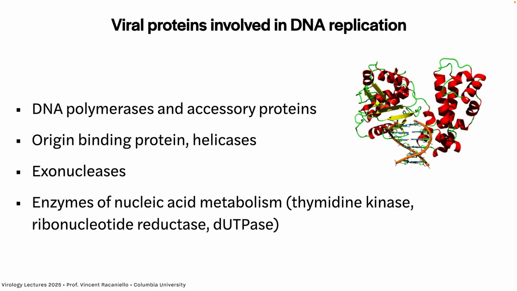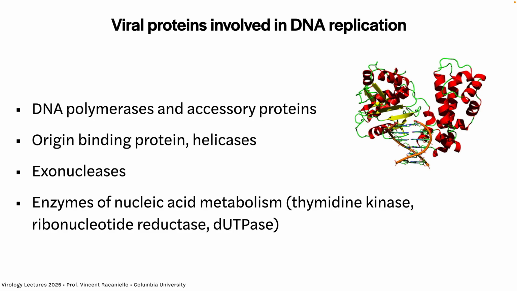Other proteins involved in DNA replication besides the DNA polymerase and some accessory proteins. There's an origin binding protein. There's always a protein that binds to the origin. We'll talk about that. There are helicases that separate the 2 strands. And there are exonucleases that are error-correcting enzymes.